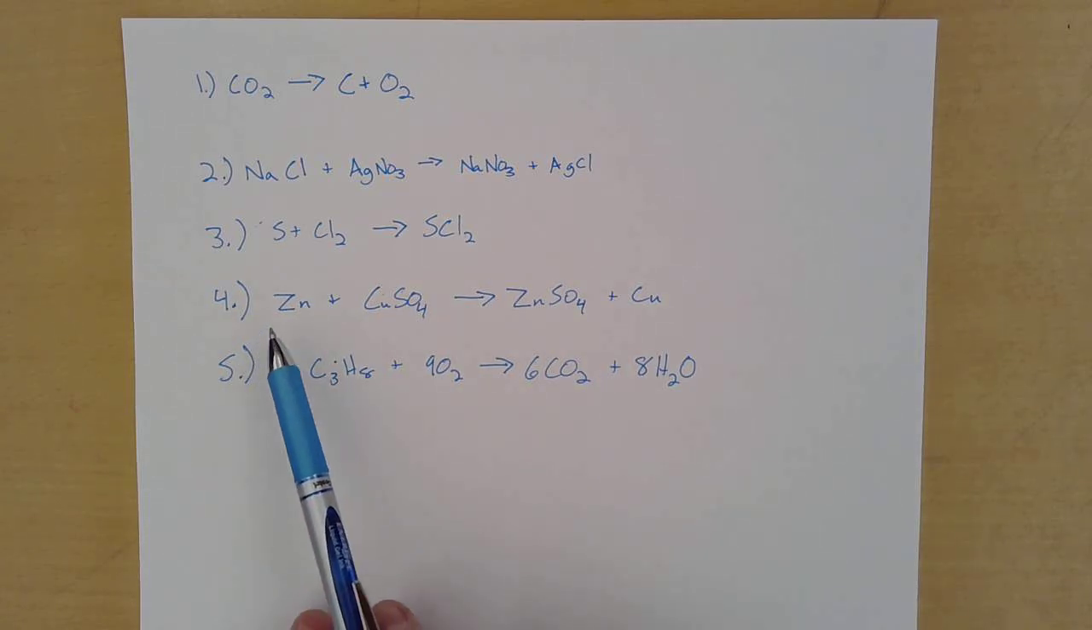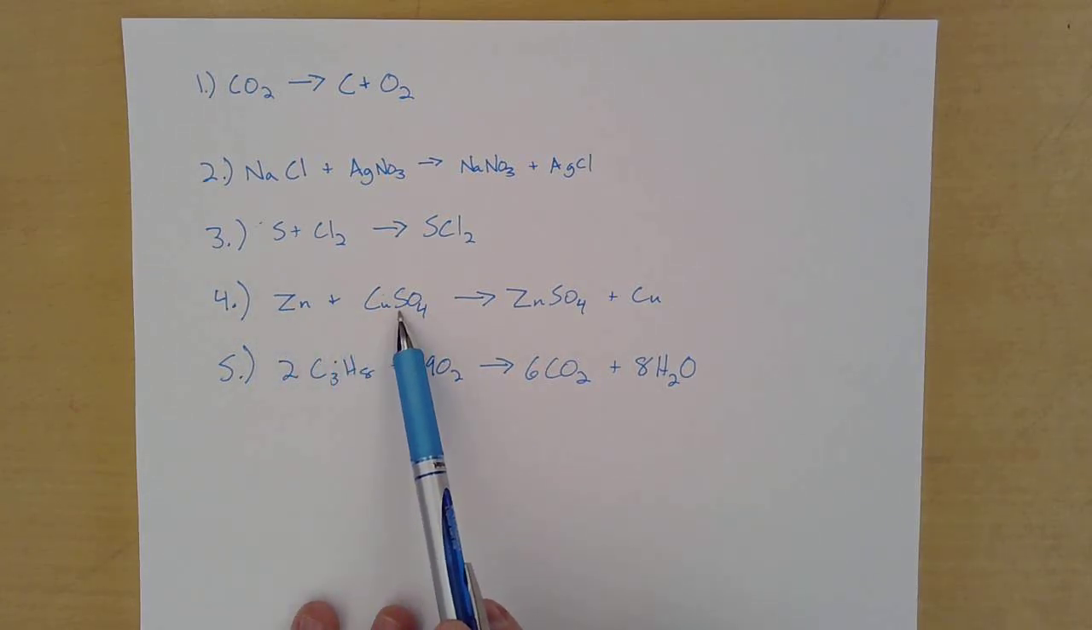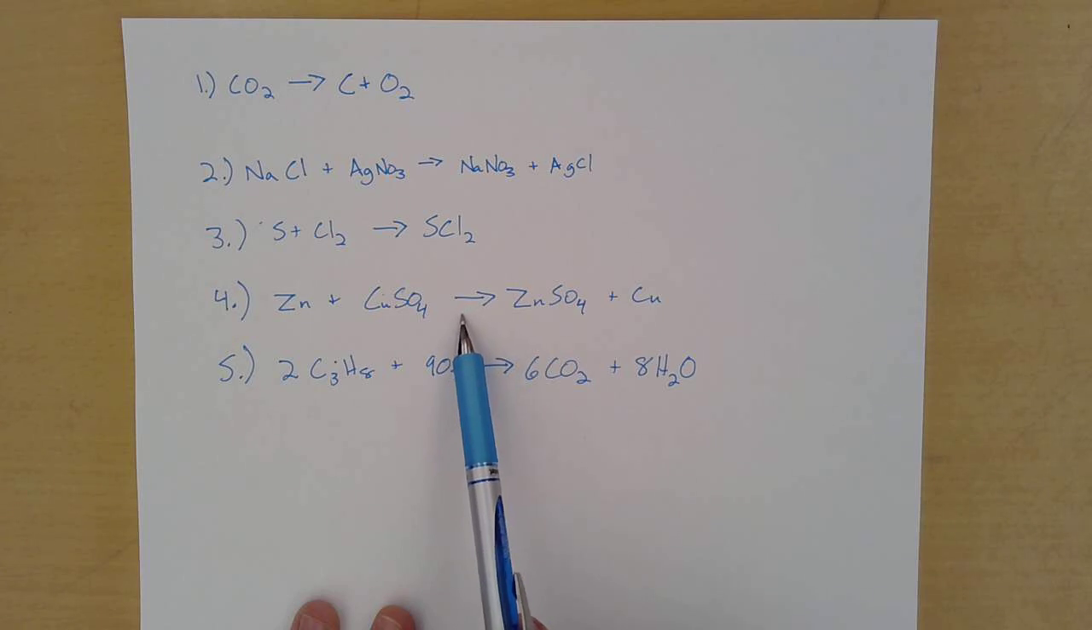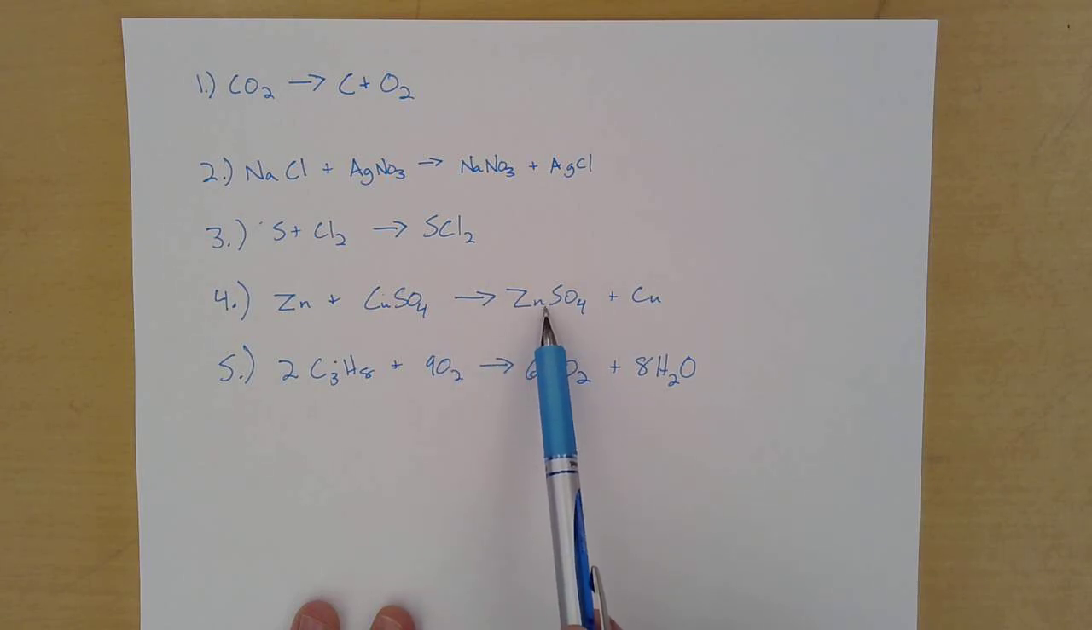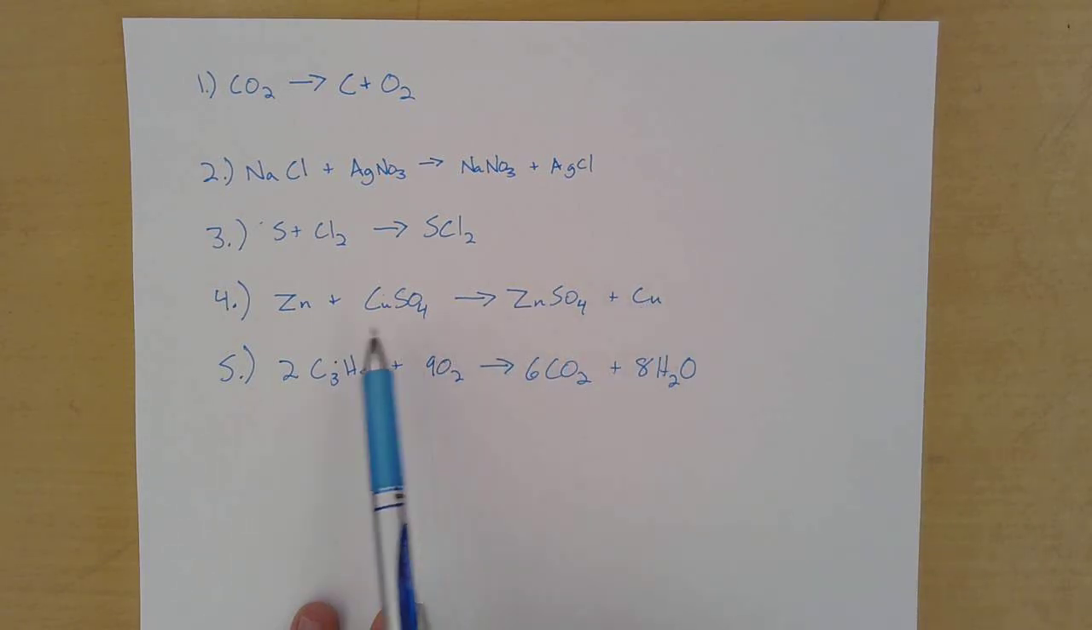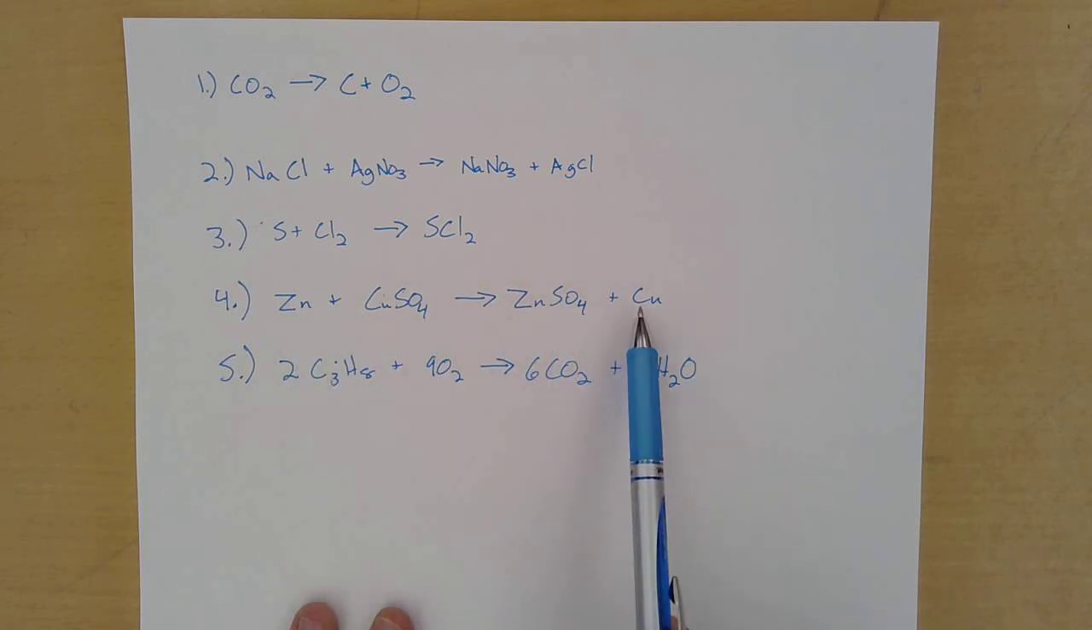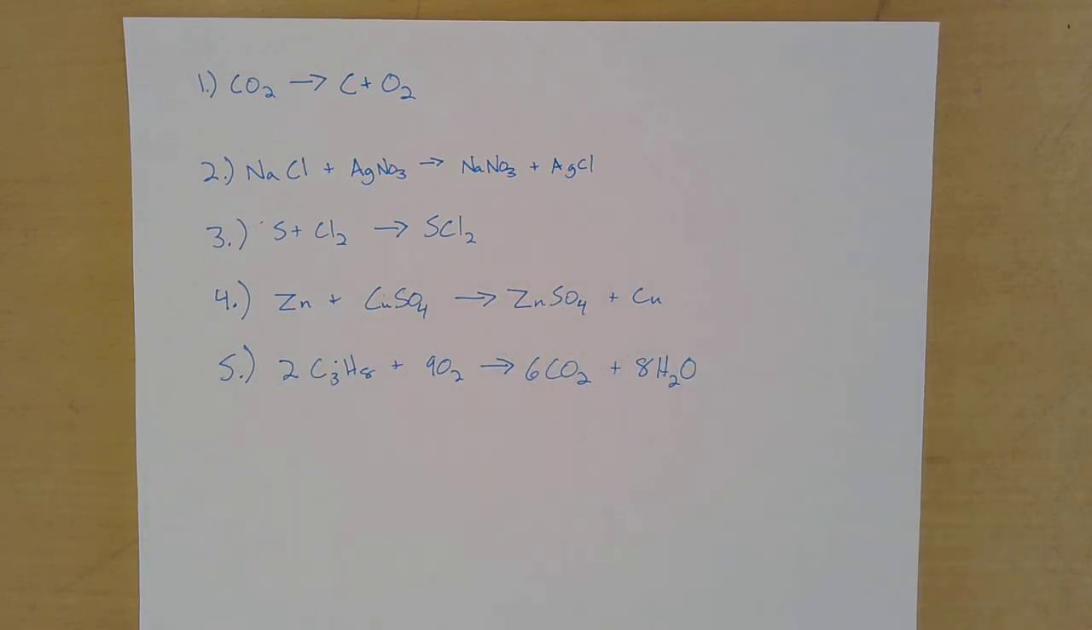So let's look over here. I have an element. I have an ionic compound. A reaction happens. I have a different ionic compound and a different element. So my key is here, element, they're different, which means that this was a single replacement reaction.